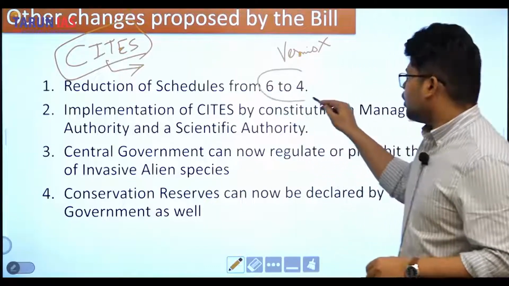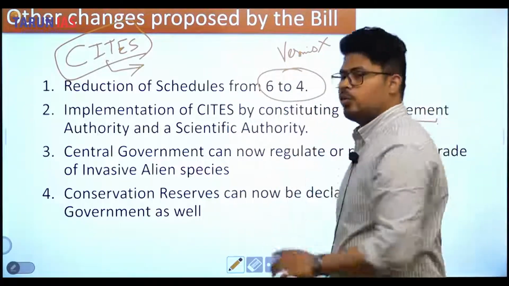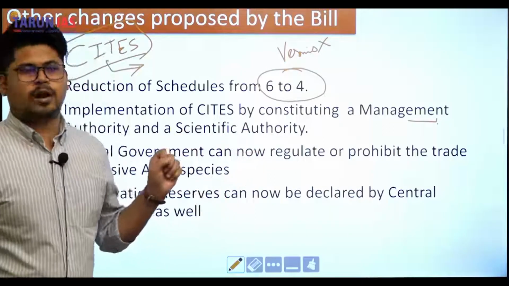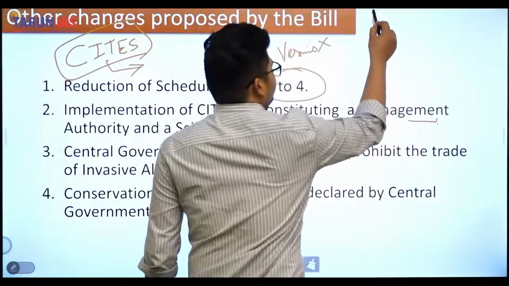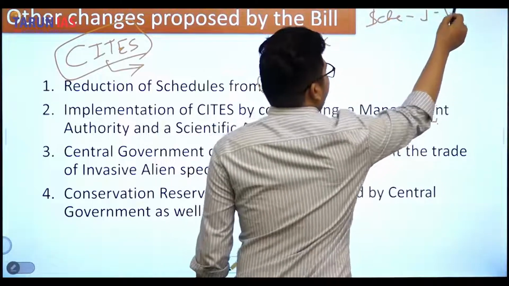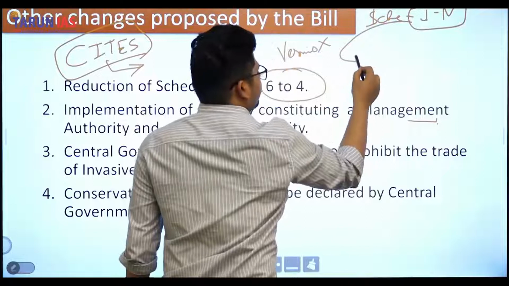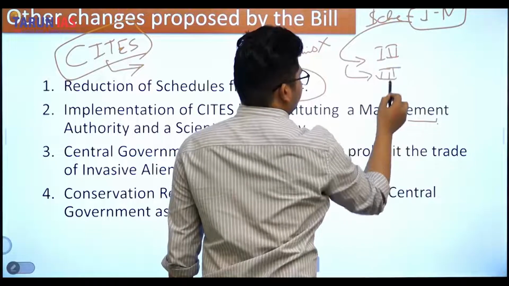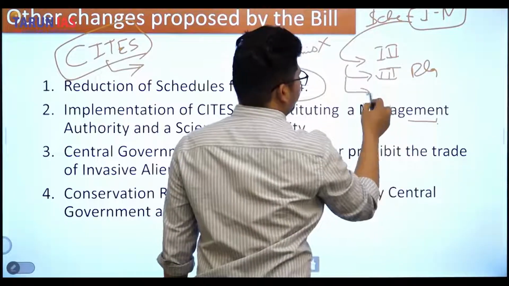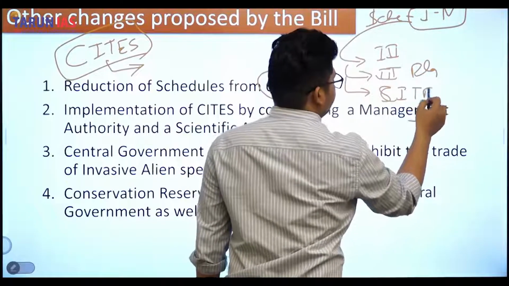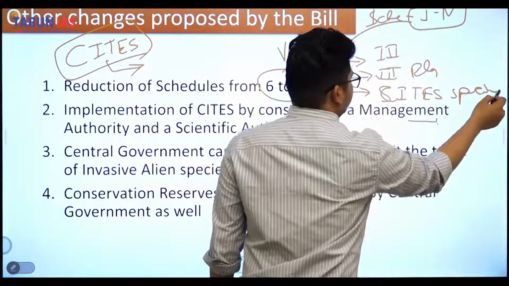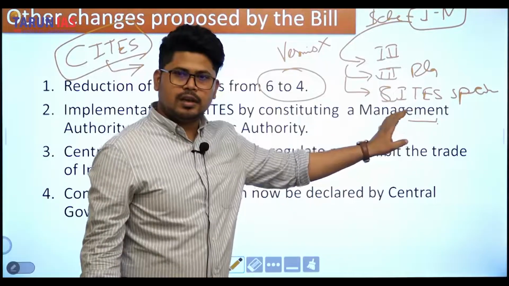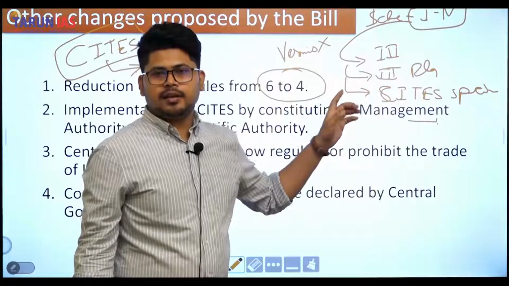So the first point is, it reduces schedules from 6 to 4. Earlier there were schedules 1, 2, 3, 4, 5 and 6. Schedule 5 was about vermin, schedule 6 was about plants, and schedules 1 to 4 were about animals. So now what has the government done? Schedules 1 and 2 will be about animals, Schedule 3 will be about plants, and Schedule 4 will be about CITES specimens, meaning all those plants and animals which have been mentioned under CITES.